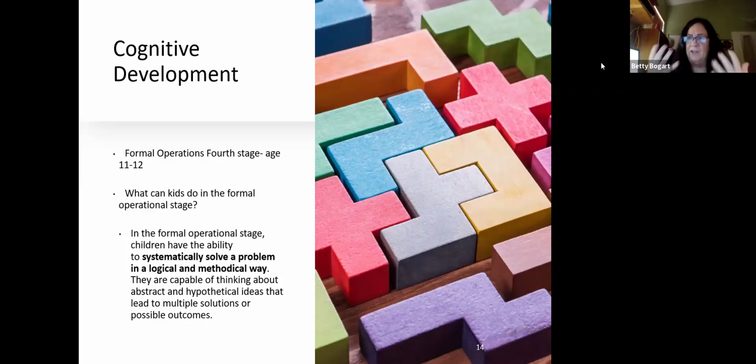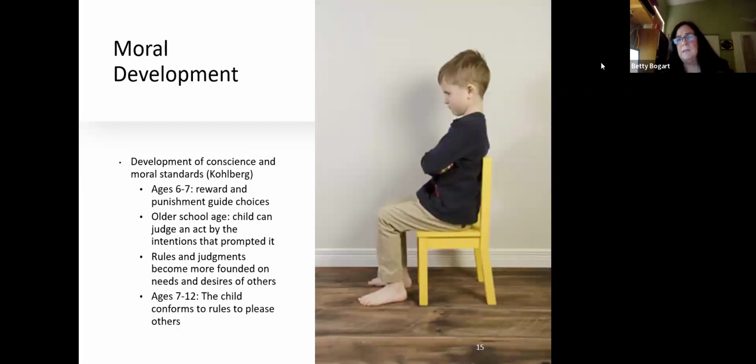You don't ever have to teach them. They can figure it out systematically. They know what to do. So the difference, concrete, school age, formal, this is all about figuring it out, figuring their way out of a paper bag, and that's your adolescence.